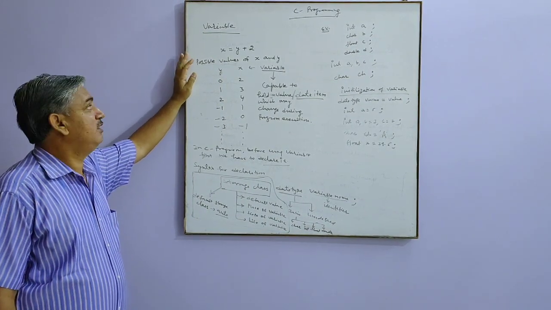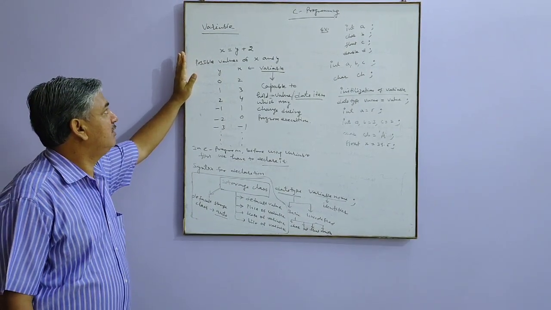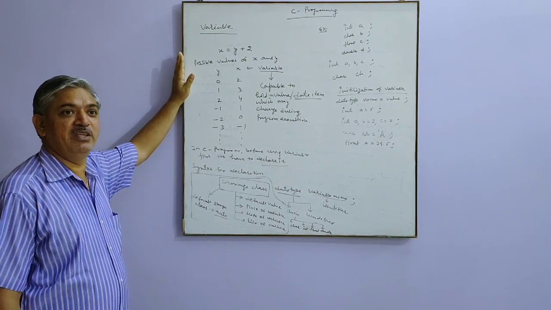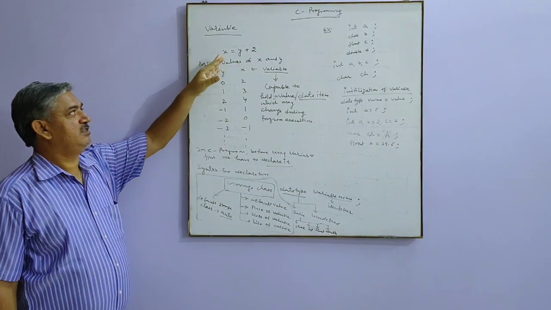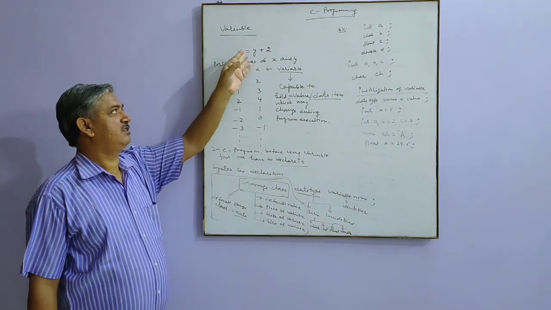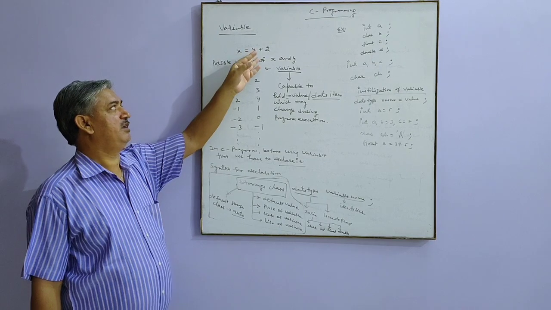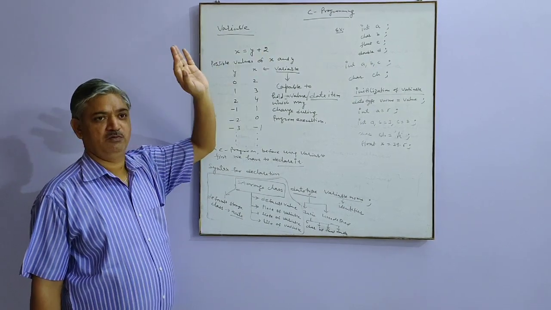Hello friends, today we will discuss variables in C. Now let us consider this expression: x = y + 2.